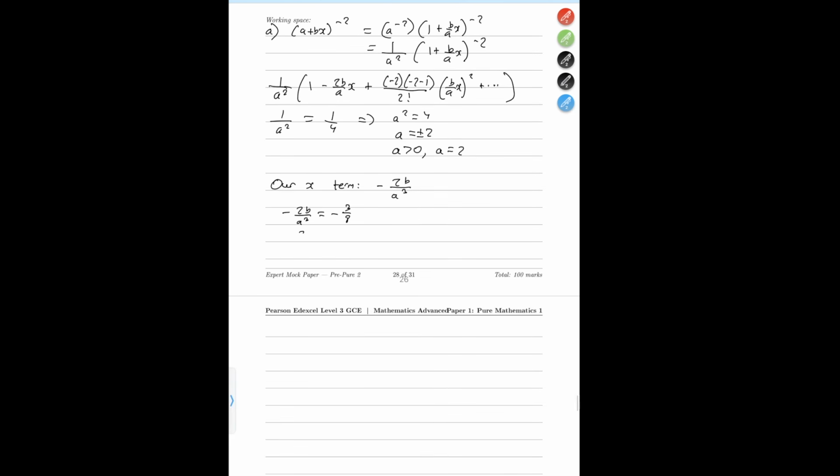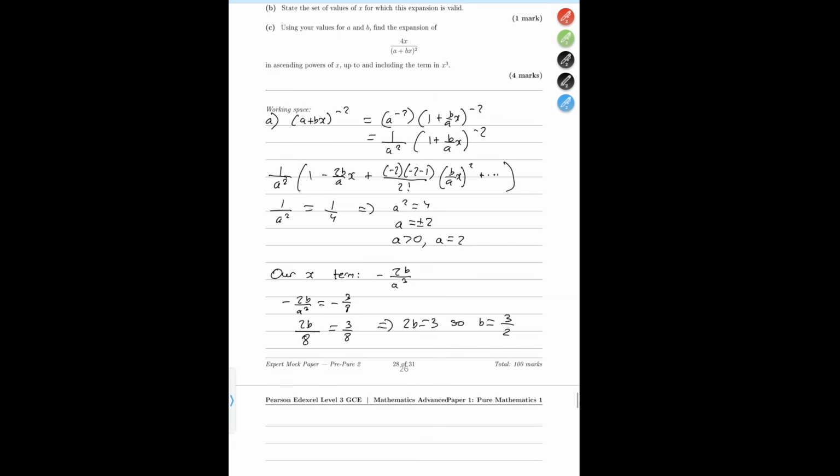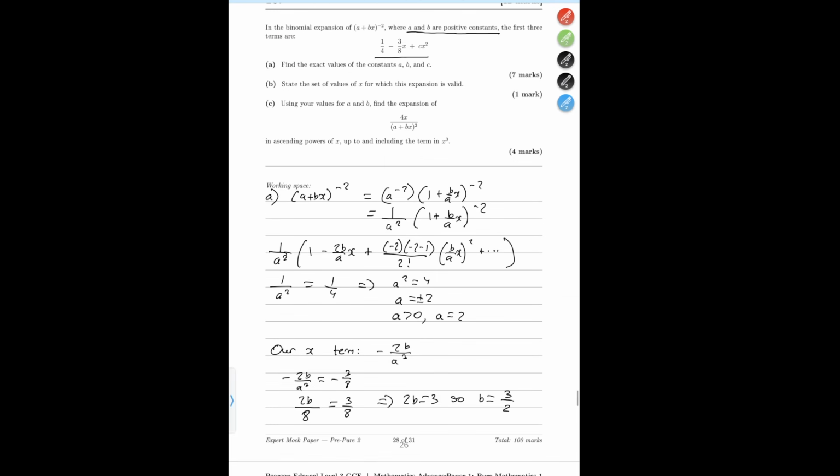So then 2b, as a is 2, 2 cubed is 8. So 2b over 8 is 3 over 8. So therefore 2b equals 3. So b is equal to 3 over 2. Now, last of all, let's try and find out c.